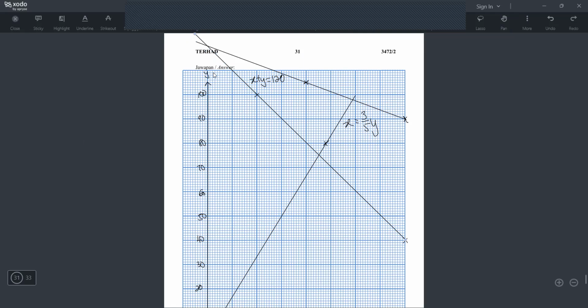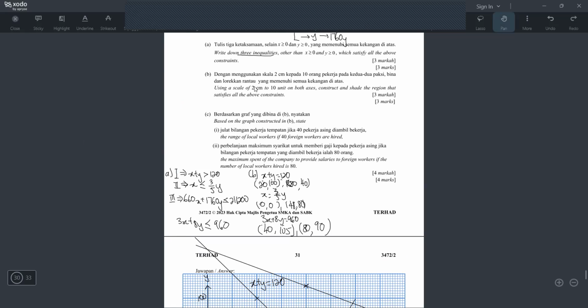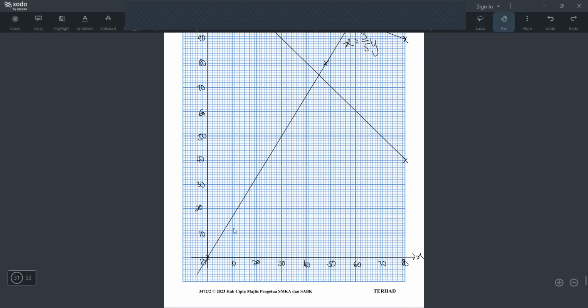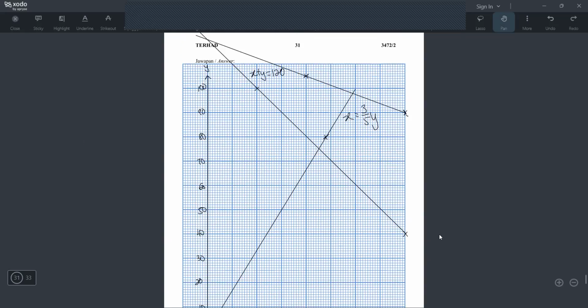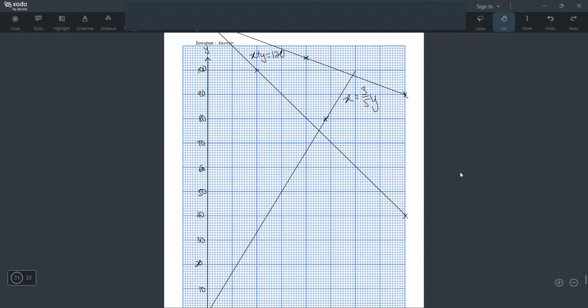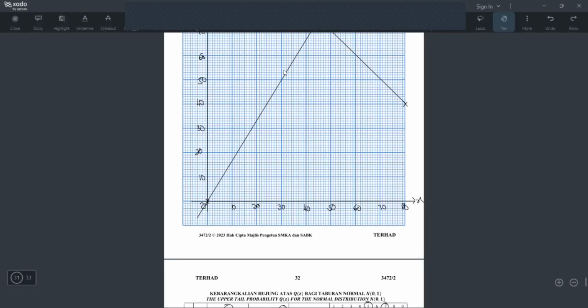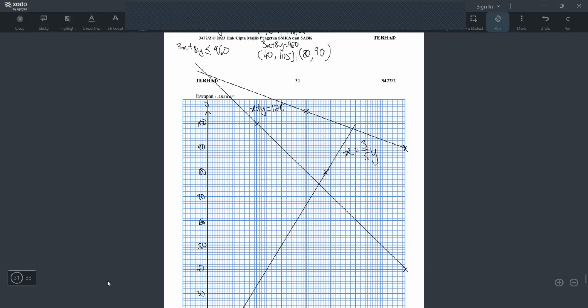All right. So, wait. Did I follow the scale they give me? 2 cm to 10 units. Yeah, I followed it, right? 2 cm, like this is 2 cm. I did everything correctly, right? But I don't know why it just feels like we have this big space that we are not using. I'm not sure. Okay, but whatever. I think it's correct already.